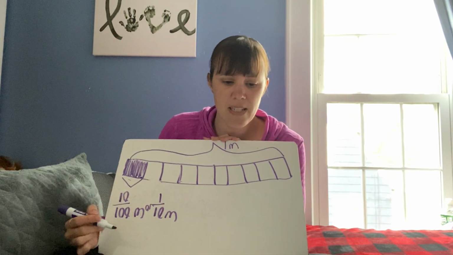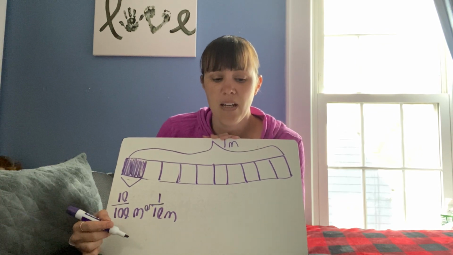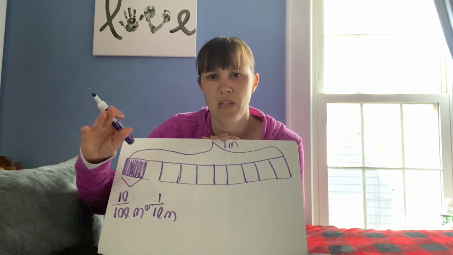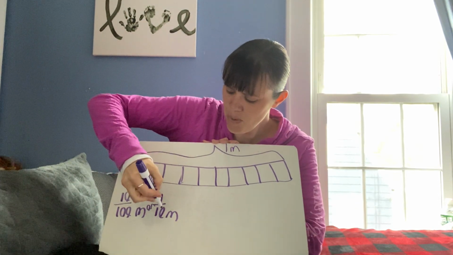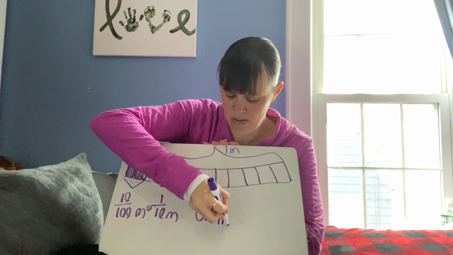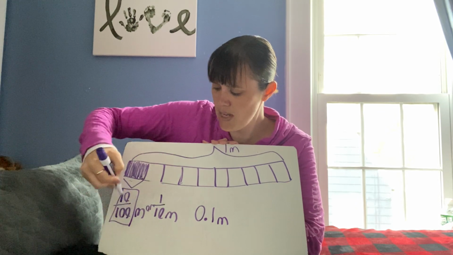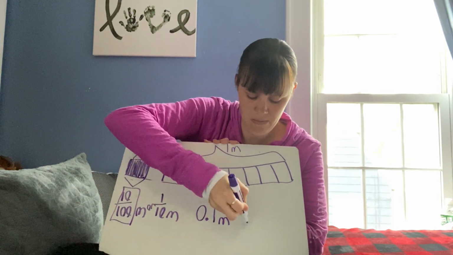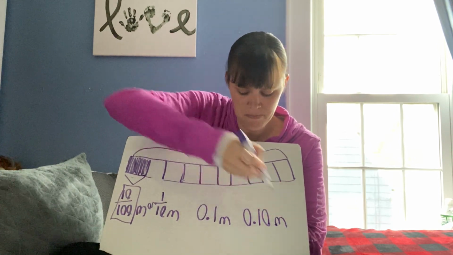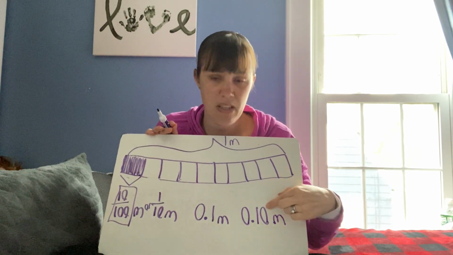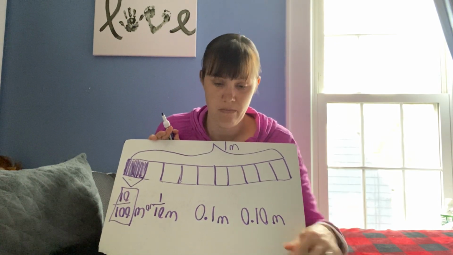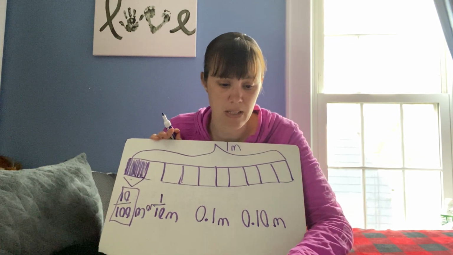So now in D, we have to write it in decimal form. Well, we already know how to do that, right? How do we write 1/10? 0.1 meters. But this is 10 hundredths. Well, then we can write 0.10 meters. Do you really have to write that 0? No. But can you? Yes. There's our answer to D.